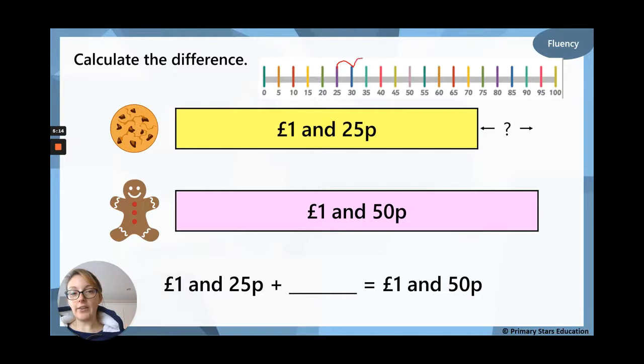5, 10, 15, 20, 25. So 25 more gets me to 50. So therefore the difference must be 25p. So £1 and 25p add 25p would give me £1 and 50p. So the difference is 25. Well done.